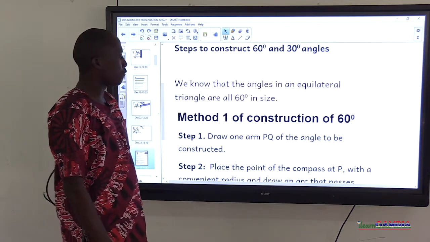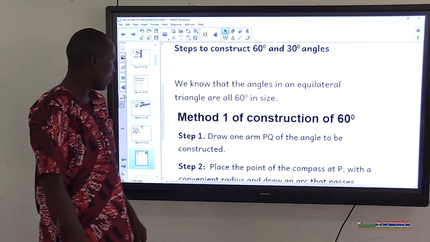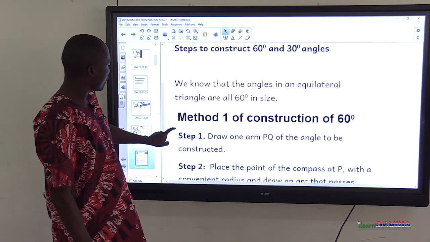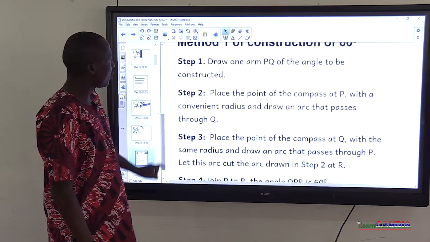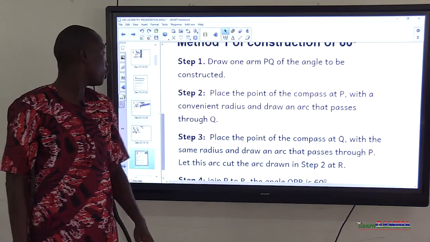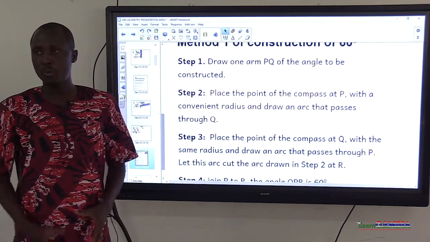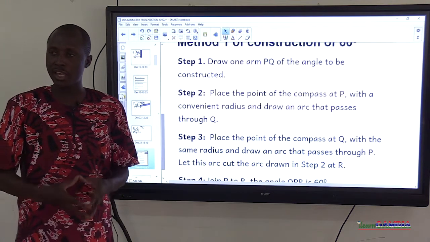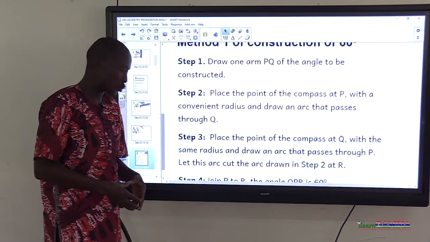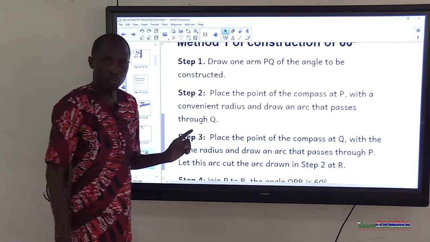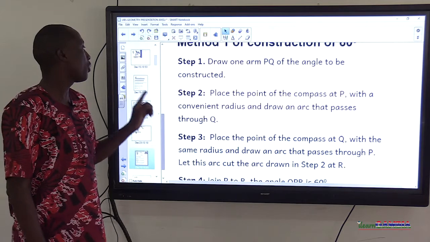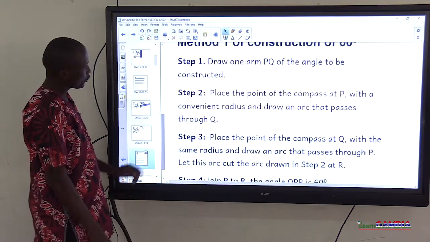So what are the methods of constructing 60 degrees? We have 2 methods. We will start with method 1. Now what are the steps? Step 1, it says draw one arm PQ of the angle that you are supposed to construct. When we hear an arm, it means one side of the angle that we are supposed to construct. So the first thing we do, we construct that arm, and here we are referring to it as PQ.